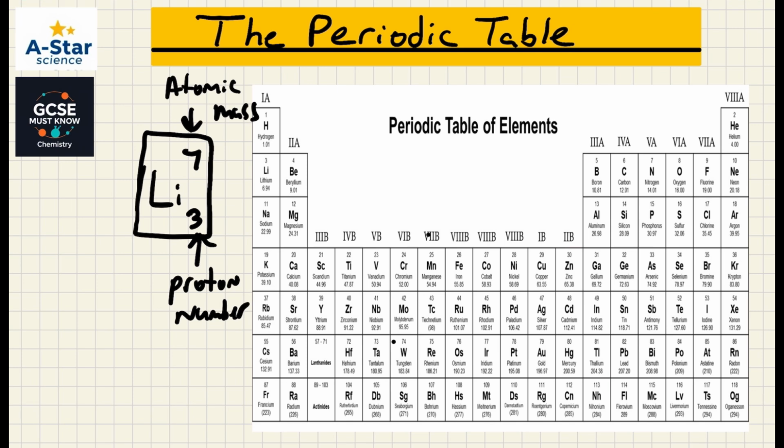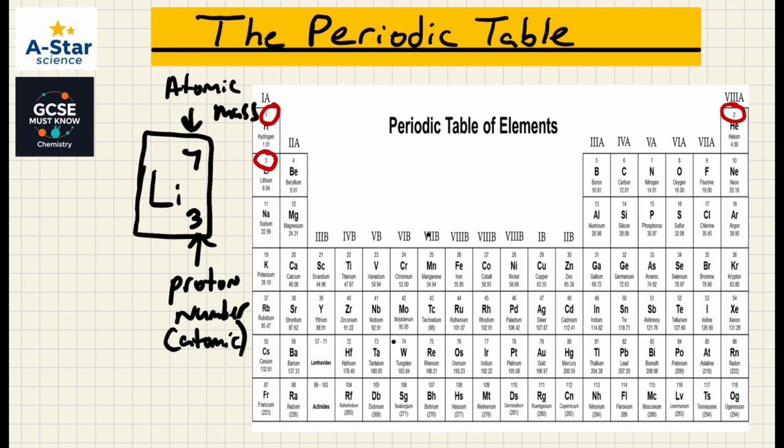So let's start with the bottom number, the proton number. This number is also called the atomic number. The atomic number is how the modern periodic table is organized. So hydrogen is the first one. It has an atomic number of 1, or proton number of 1. Helium has 2, lithium has 3, and so on and so on.